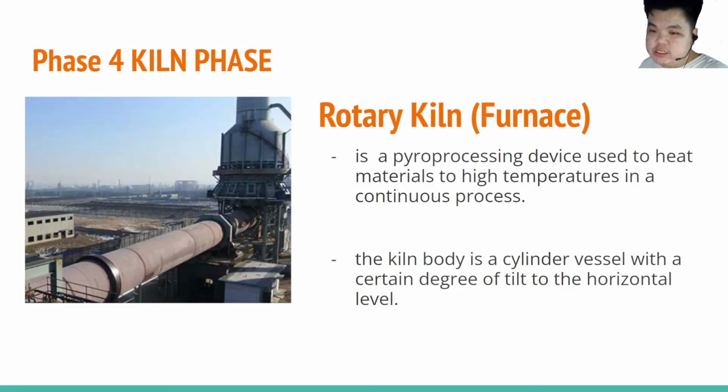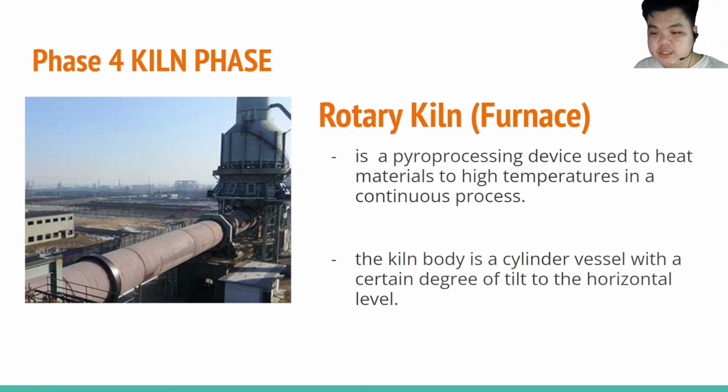This phase utilizes a device called a rotary kiln or rotary furnace. A rotary kiln is a pyroprocessing device used to heat materials to high temperatures in a continuous process. The device can cater to this continuous process by receiving the raw materials from the silo or from the preheating chambers and providing the required heat to produce its byproducts. This can be done without any interventions.